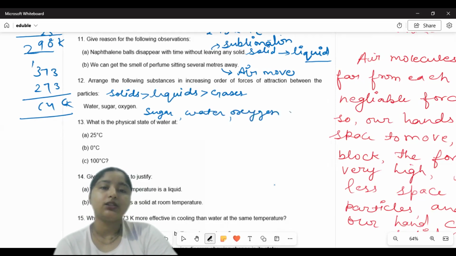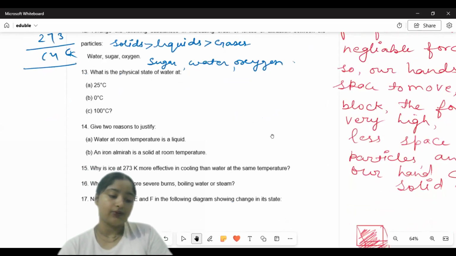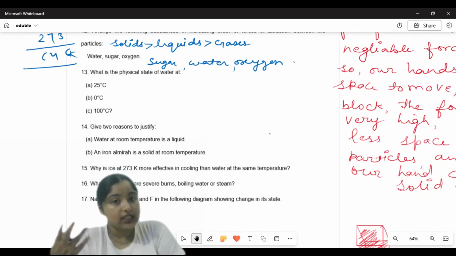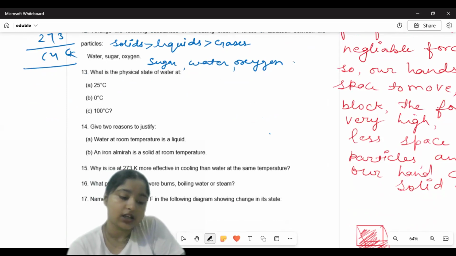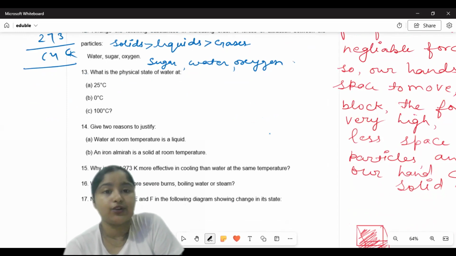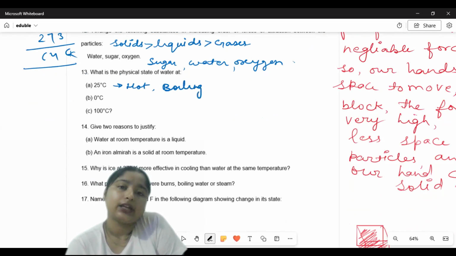Exactly. Now, what is the physical state of water at different temperatures? So we are given a few different temperatures. What will be the physical state of water at that point? So 25 degrees Celsius, right? At this temperature, the state of water will be, you can say, hot, or boiling, right?